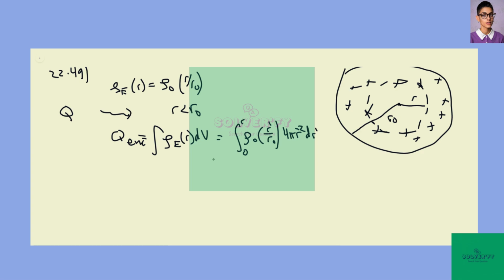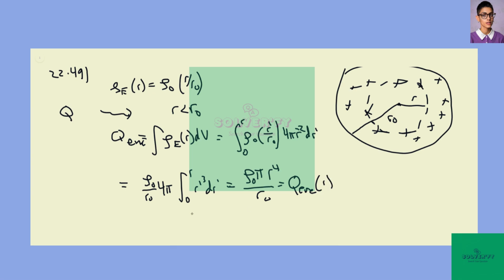So this becomes our integral now to solve for what the enclosed charge is, and we can actually just solve for this. So this becomes rho naught over r naught times 4 pi integral from 0 to r of r prime cubed dr prime. If we integrate that, we get rho naught pi r to the 4th over r naught. So this is our charge enclosed as a function of r.